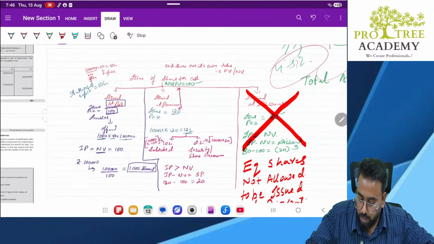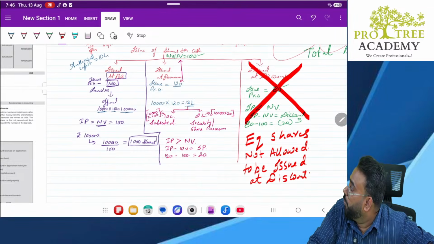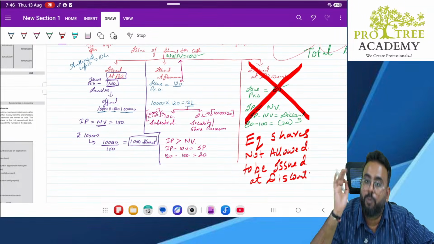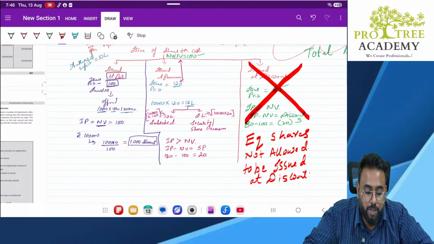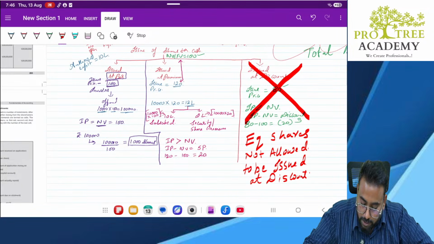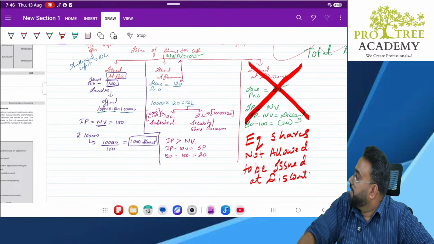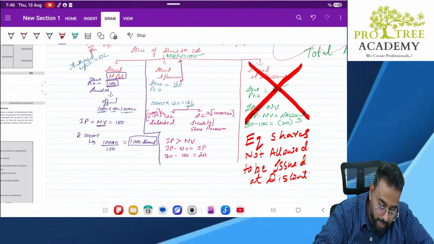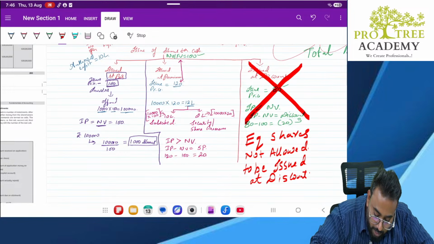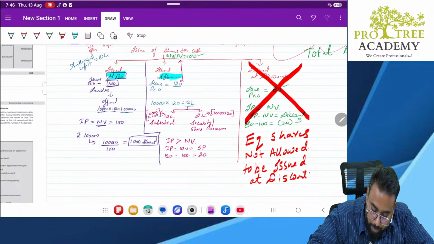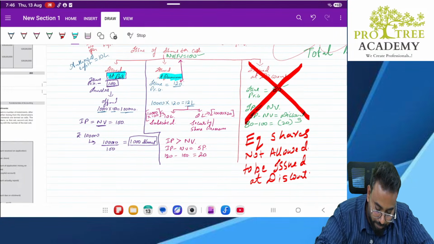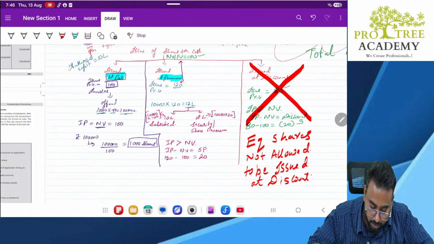So, equity shares are not allowed to be issued at a price lower than face value. Clear? So, equity shares are not allowed to be issued at discount. It is allowed at par, it is allowed at premium. It is not allowed for discount. Clear? Everybody is understanding? Yes? Okay. Please quickly note down this.